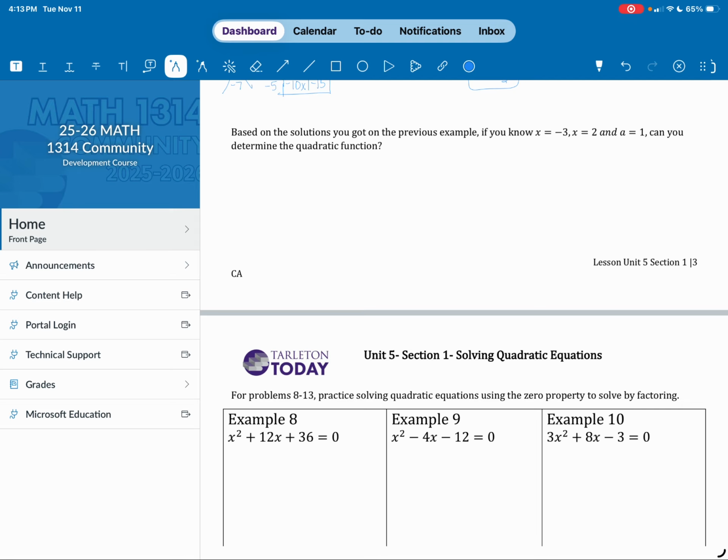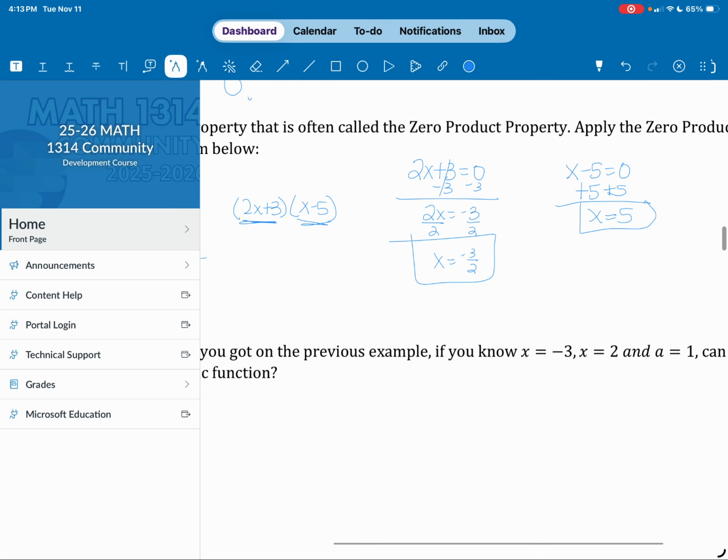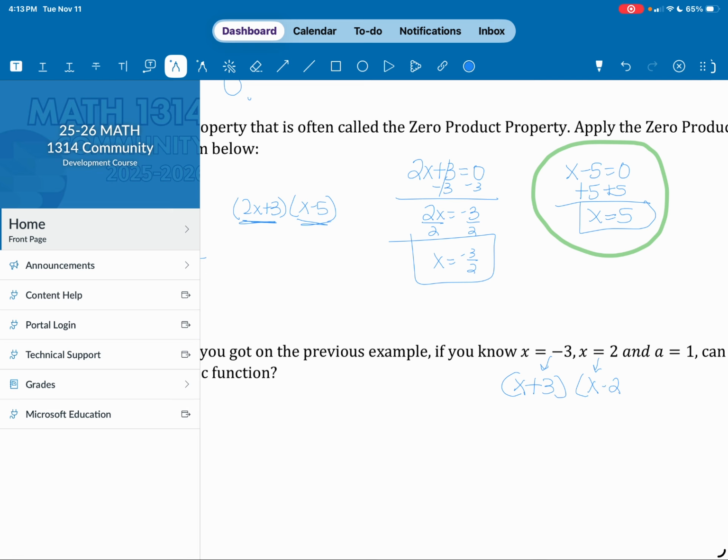All right, so now, because of the solutions we got on the previous example, notice that on this one over here, it said x minus 5, but the zero was x equals 5, so it was a positive 5, right? It was the opposite of the minus 3. So if we know that x equals negative 3, that means that a factor would be x plus 3 because it's the opposite sign. And then it says x equals 2, so that one has to be x minus 2 because it's the opposite.